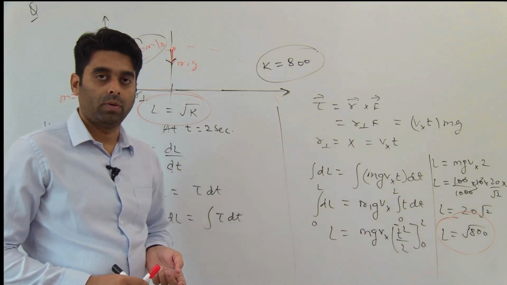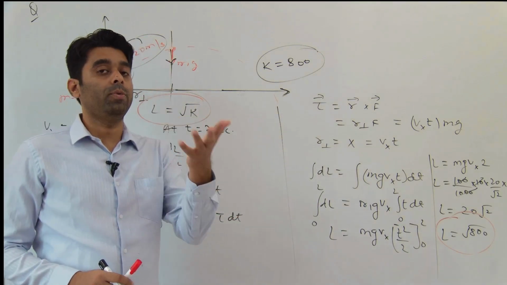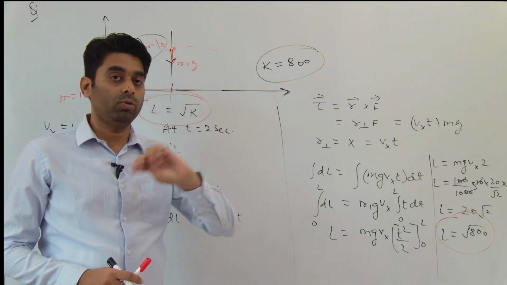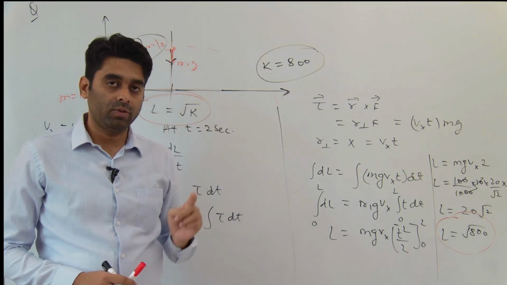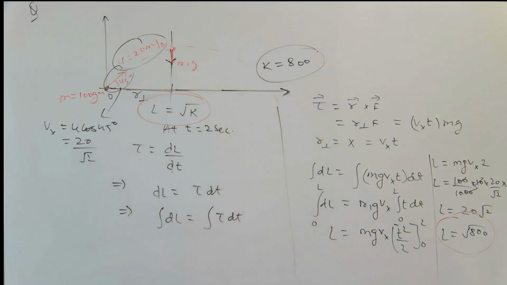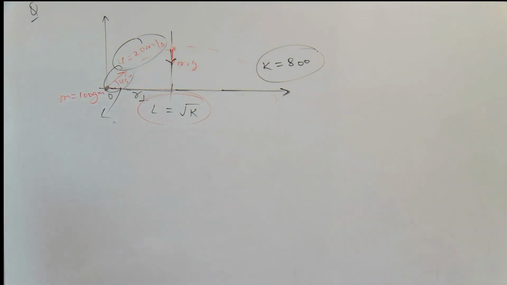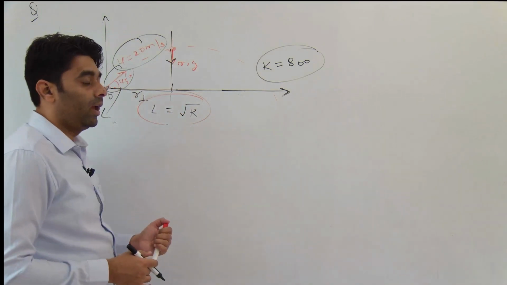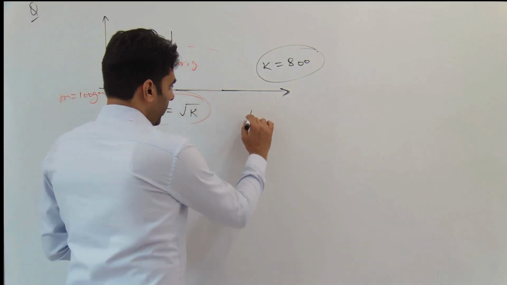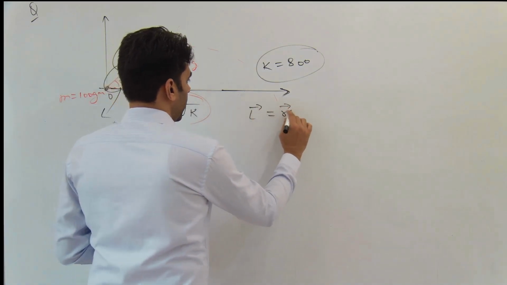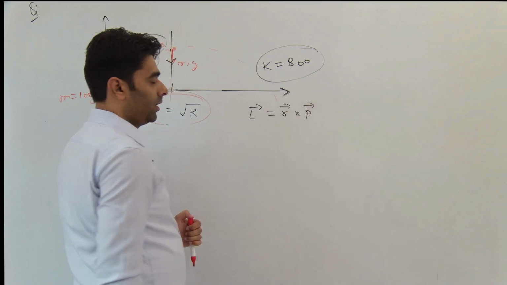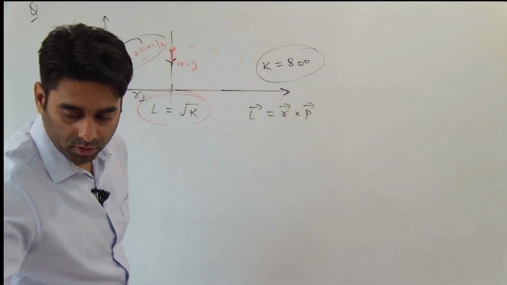Okay, fine. Let's look at the next approach that we can use to solve this question. There are two approaches we can use to solve this question. Let's look at one more approach. So our next approach is angular momentum. Angular momentum L is given as r vector cross p vector.